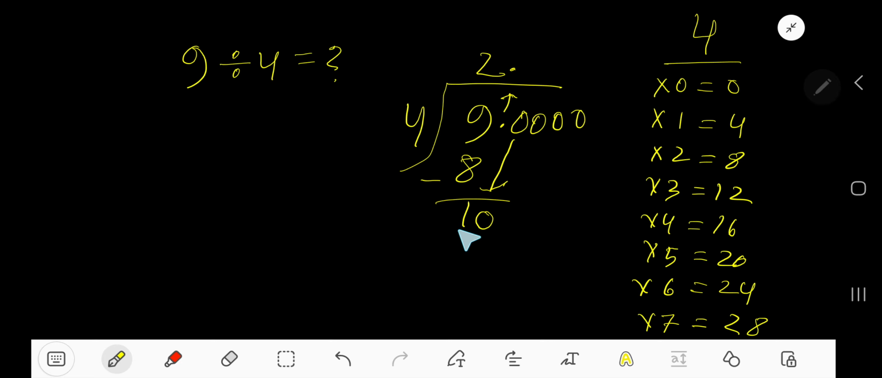4 goes into 10 how many times? 3 times is 12, which is greater, so 2 times. Write 2, 2 times 4 gives you 8. Subtract, you get 2.